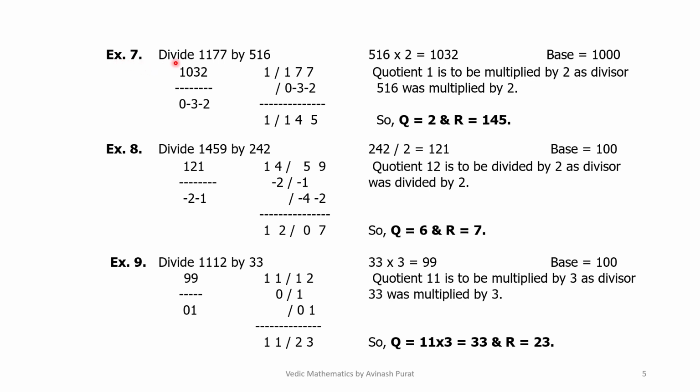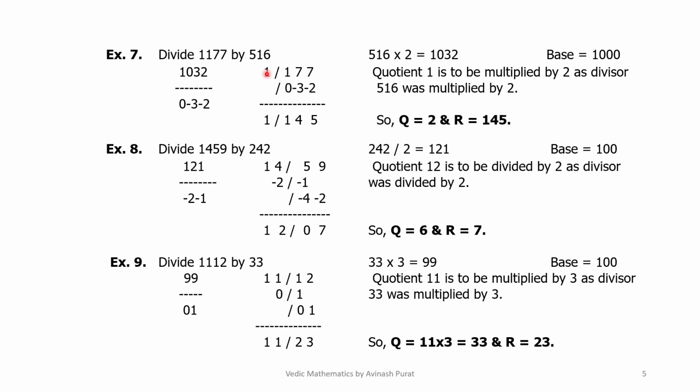Example 7. Divide 1177 by 516. 516 multiplied by 2 is 1032, which is near the base of 1000. So 1032 is the divisor. Base 1000 minus 1032 is 0 minus 3 minus 2.